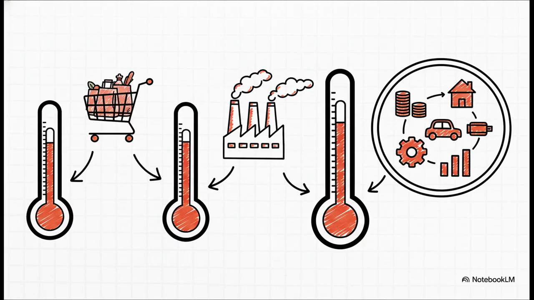Then there's the WPI, or PPI, which looks a bit higher up the supply chain at the cost of production in wholesale markets. And finally, the GDP deflator, which is the ultimate, comprehensive, economy-wide measure. Sometimes pressure starts building up in the wholesale index way before it ever trickles down to us consumers, which gives policymakers a crucial early warning signal.